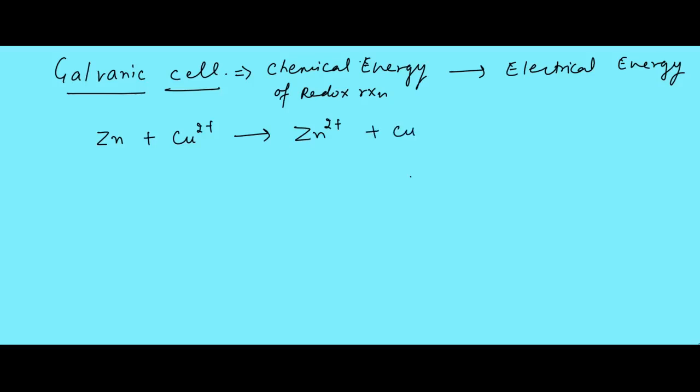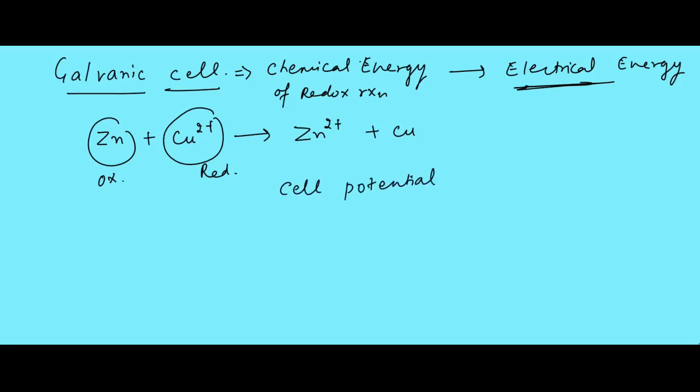Zinc is getting oxidized and copper is getting reduced. So this is a kind of redox reaction. When this reaction happens inside the cell, you will be getting electrical energy. That means electricity you will get, or you can say you will get the potential. Potential means voltage. So you get the electrical potential, and this electric potential is called the cell potential.